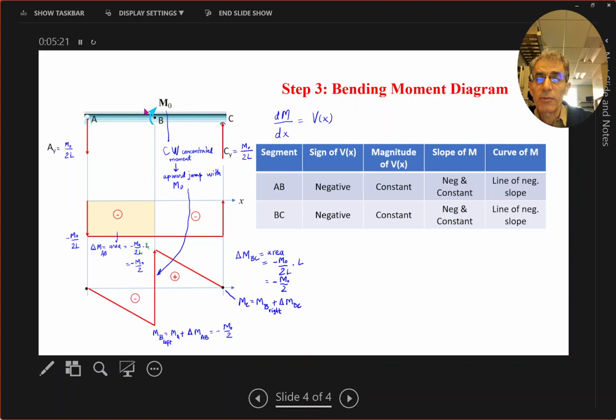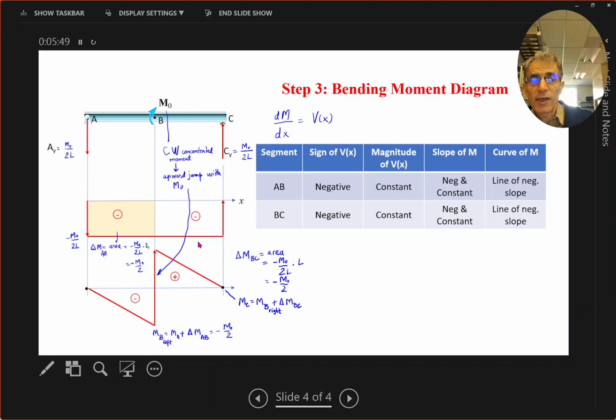Then this moment right here is a concentrated moment, which is clockwise this time. It means that we are jumping upward when it's clockwise, based on our convention, with the same amount as the moment M naught. So we can see that we jump from minus M naught divided by 2 with M naught to plus M naught divided by 2.